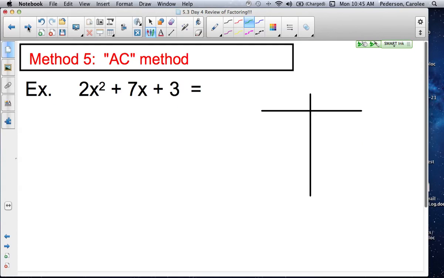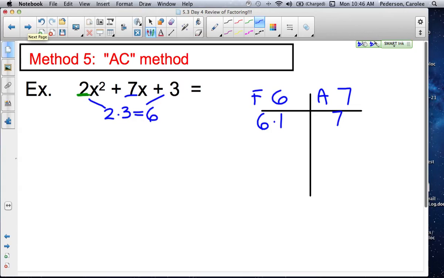The last method we learned was the AC method. That's when your leading coefficient is not 1. In this case, it's 2. So we want to multiply A and C together. So 2 times 3 is 6. That is going to be your factoring in your chart. And then your adding in your chart is still going to be that middle of 7. So you say, what are the factors of 6? 6 times 1 adds to 7.